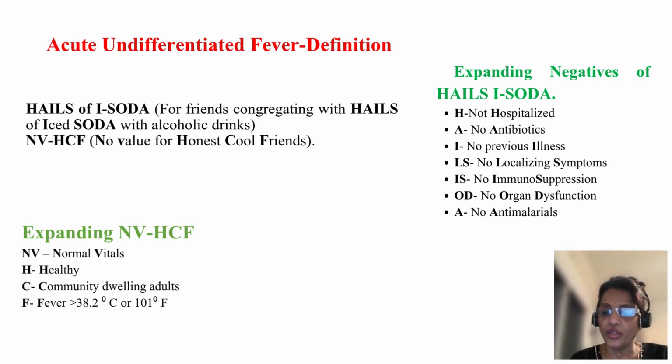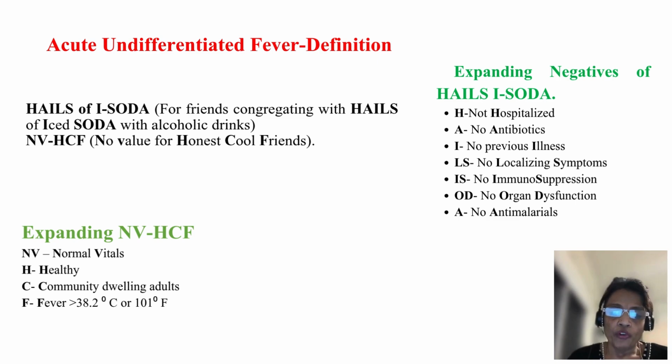Now coming to the definition of acute undifferentiated fever, any particular clinical scenario, if it has to get the tag as acute undifferentiated fever, should fulfill the following criteria. These have been given the mnemonic HALISODNVHCF. Now just to remember this mnemonic, it may be difficult. So I've connected these two mnemonics in the form of a sentence.